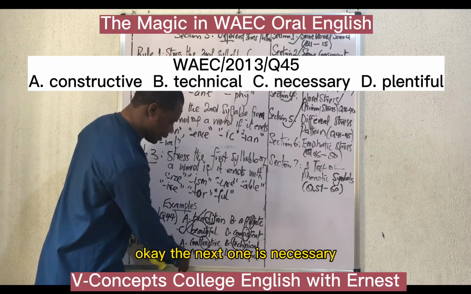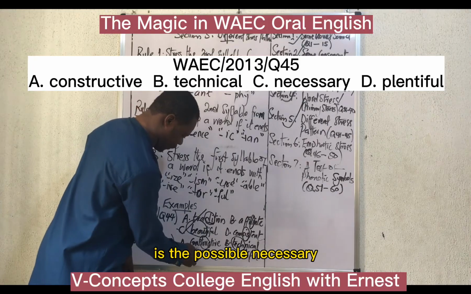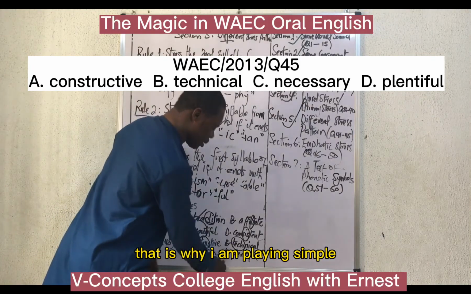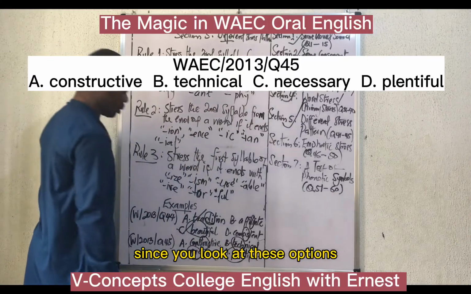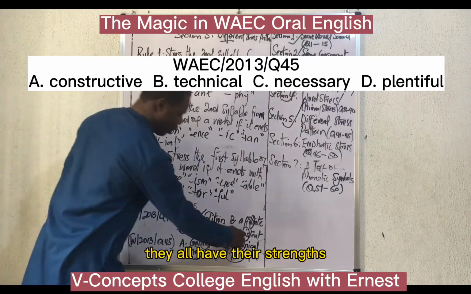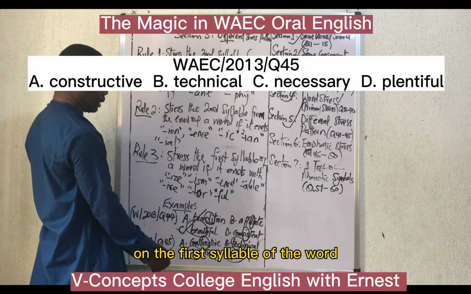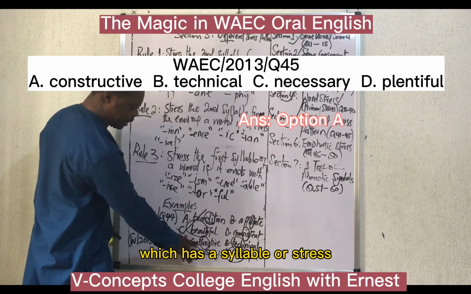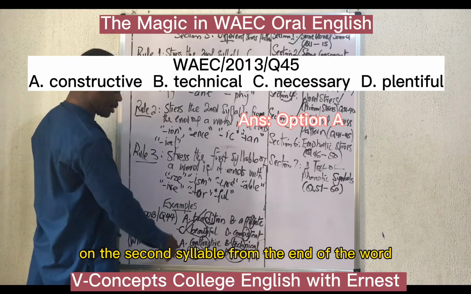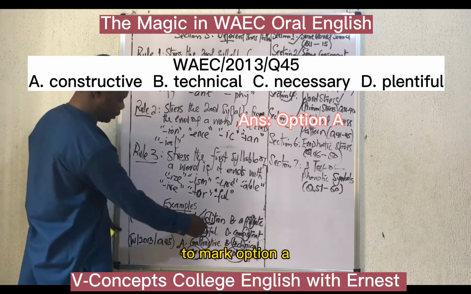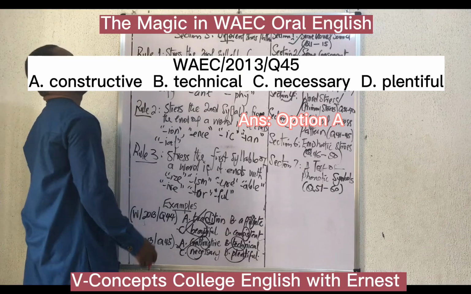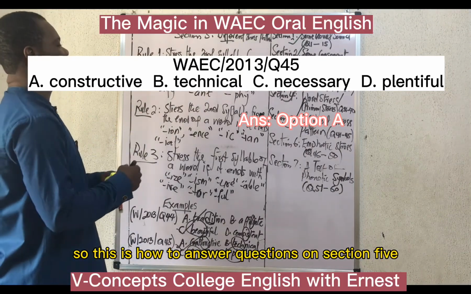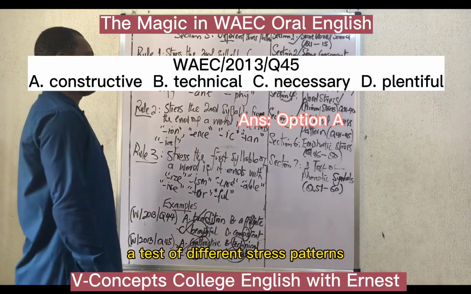Then the next one is necessary. It's the first syllable, necessary. Then remember you have plentiful. If you look at these options, they all have their stress on the first syllable of the word. And the one that has a different stress is option A, which has a stress on the second syllable from the end of the word. So you mark option A. This is how to answer questions on section 5, a test of different stress patterns.